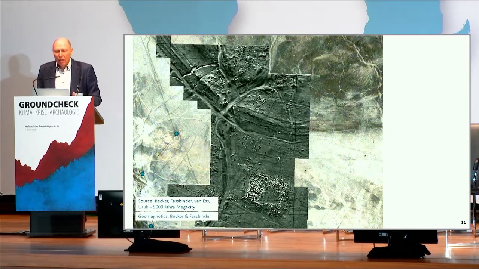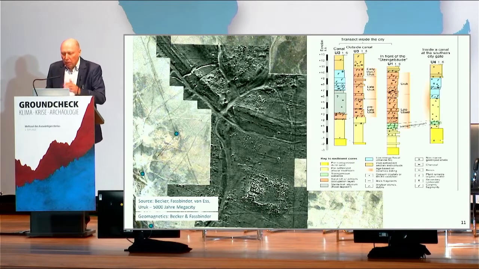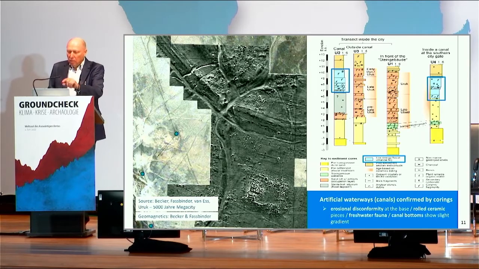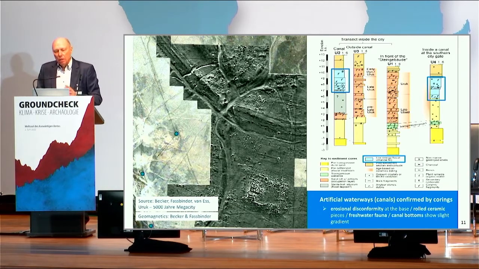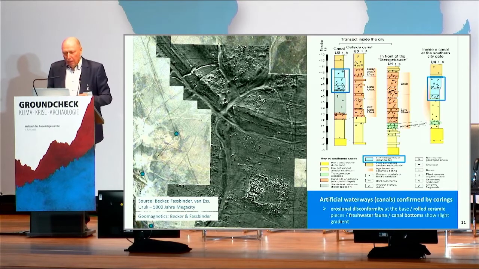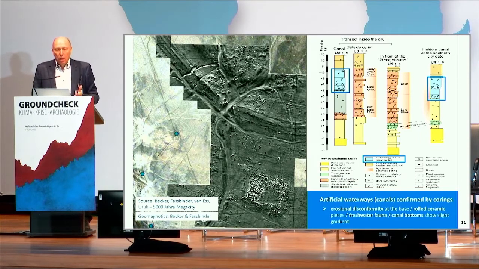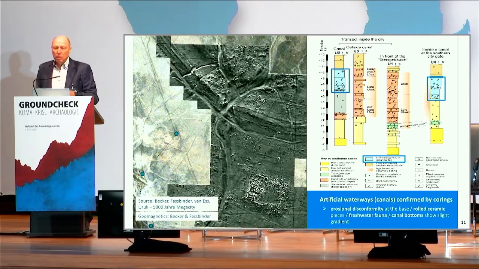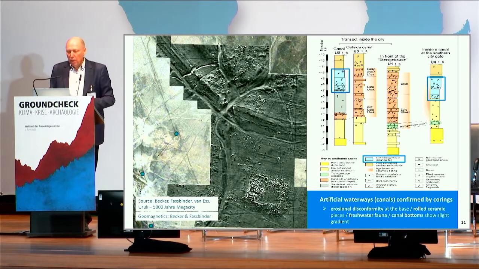There must have been canals through the city and also outside, but evidence was needed that it was really canals. So we drilled inside and outside, and yes, we found out, we can say what I marked in blue here, these are artificial waterways. So we called it Amsterdam in the sand. Artificial waterways because we have little pieces of rolled ceramics, we have freshwater fauna, we have with a disconformity, erosional disconformity, the sediment starts. So it's quite good proof.